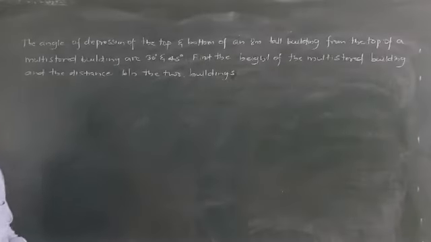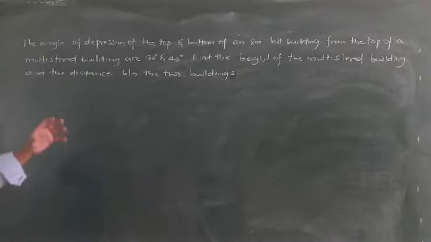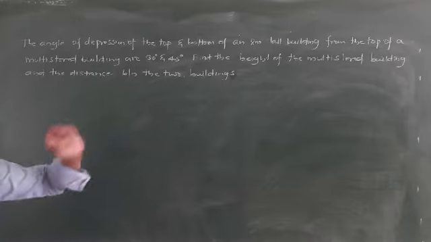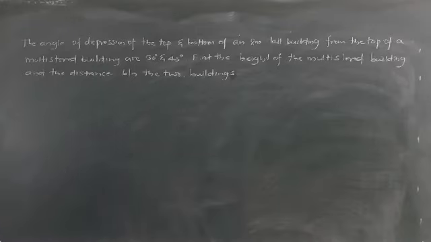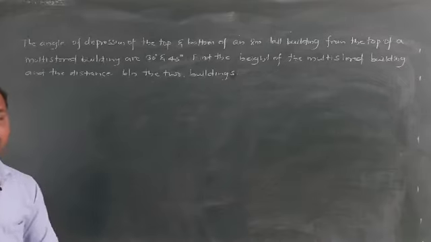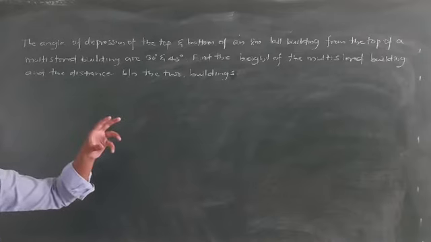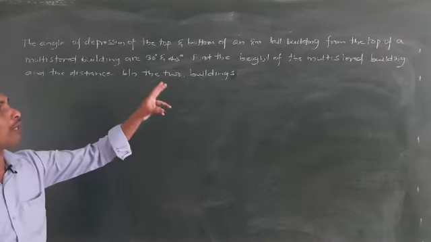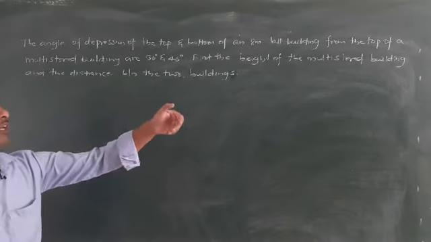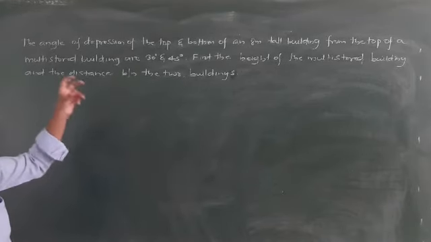Well students, now we have the next question. Let me read this question. The angle of depression of top and bottom of an 8-meter tall building from the top of a multi-storied building are 30 degree and 45 degree. Find the height of the multi-storied building and the distance between the two buildings. Okay, so this question is very easy. So what they have given, just you can think over it. The angle of depression of the top and bottom of an 8-meter tall building from the top of a multi-storied building.